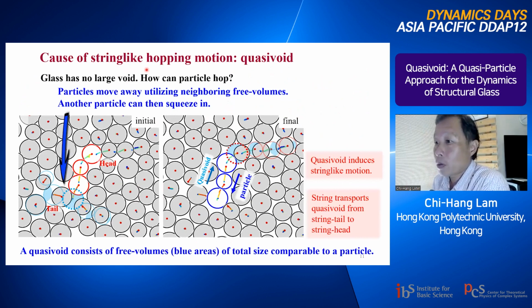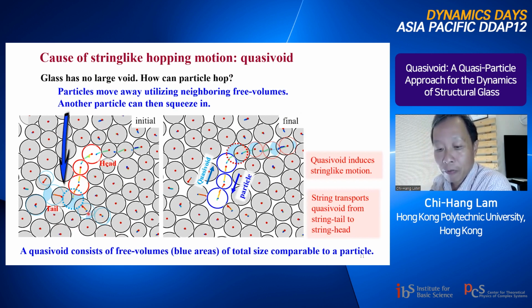And then what causes string-like motion? Now, one important puzzle is that for a highly or closely packed system, there is no large void, no large empty space. So in a string-like motion, a particle really is displaced by roughly the particle diameter. So how can the first particle in a string-like motion, that is in the string tail, be able to hop if there is no large space provided to it? Our observation is that there is no single large void, but there are a few smaller free volume fragments.